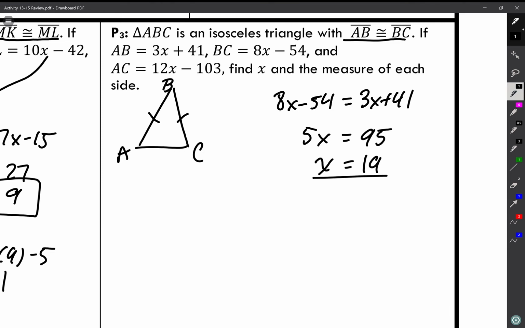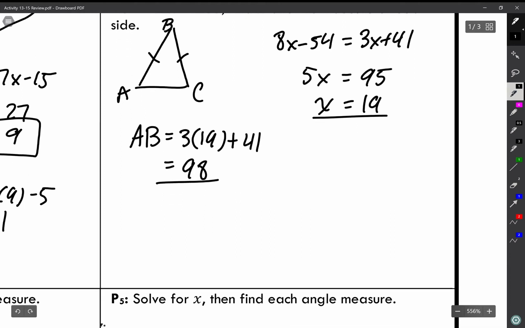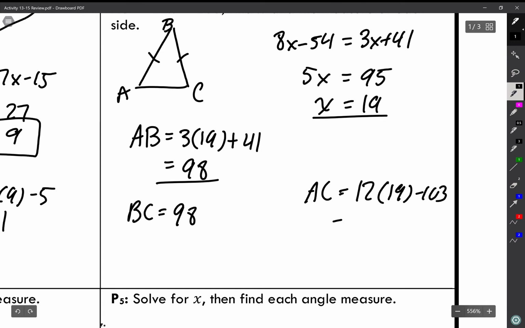Now, similar to the last problem, we're going to find all of our sides by plugging in. So AB is equal to 3 times 19 plus 41. So AB is just equal to 98. AB and BC are the same, so BC is also equal to 98. And AC is just 12 times 19 minus 103, so it equals 125. So guys, with these, we are finished.